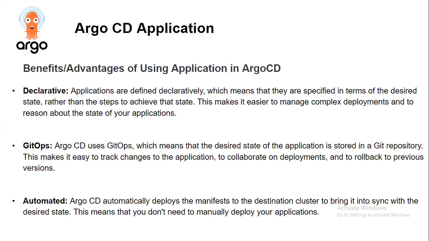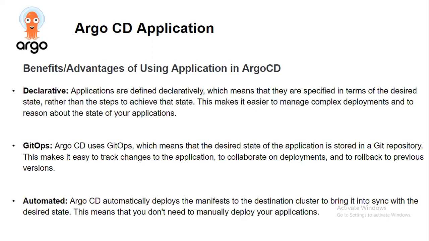Then next are the advantages of using applications in ArgoCD. So first is declarative, then GitOps, and then automated. Declarative means applications are defined declaratively, which means that they are specified in terms of the desired state rather than the steps to achieve the state. So this makes it easier to manage complex deployments and to reason about the state of your applications.